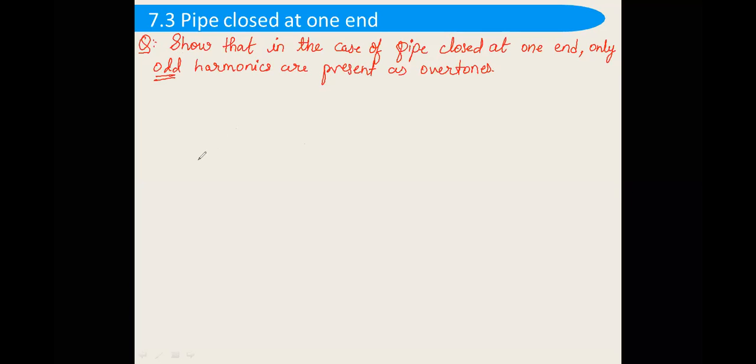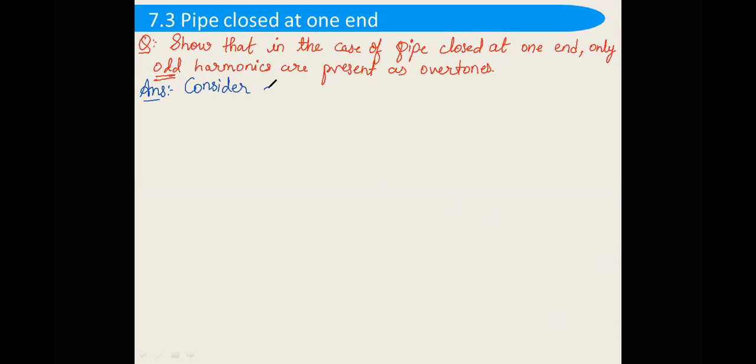That means in mode 1 we will get the fundamental frequency. In mode 2, instead of getting the second harmonic, we will get the third harmonic. In mode 3, instead of getting the fourth harmonic, we will get the fifth harmonic. Okay, so we will look at this. So we will be writing an answer.